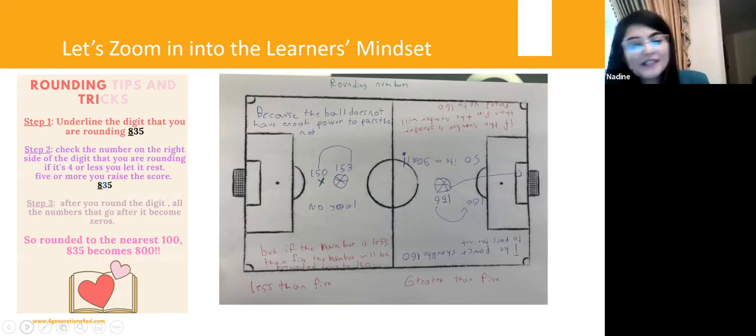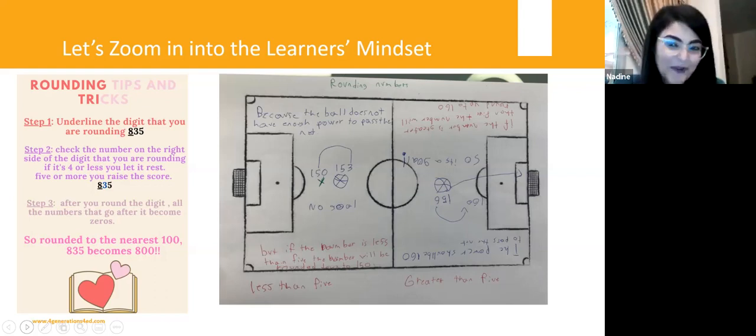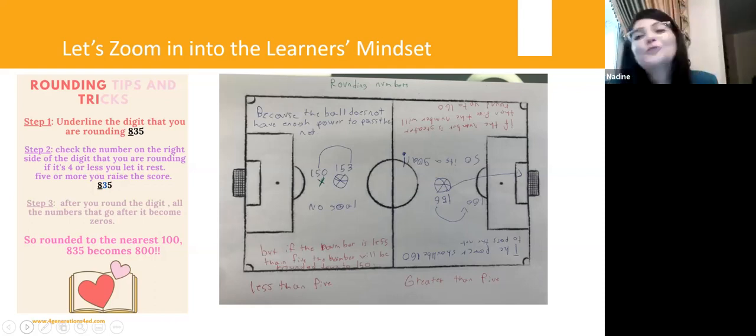While in the other one, to see how our learners really think about mathematics from a different perspective, he made the connection between rounding and football. And as you notice at the football court, he used some illustrations and some statements in order to explain his understanding of how to round numbers. And the connection that I really liked is he talked about the power of the ball. So if the digit, for example, is 4 or less, then the football will not enter the net. But if it is 5 or more, then the football will enter the net.